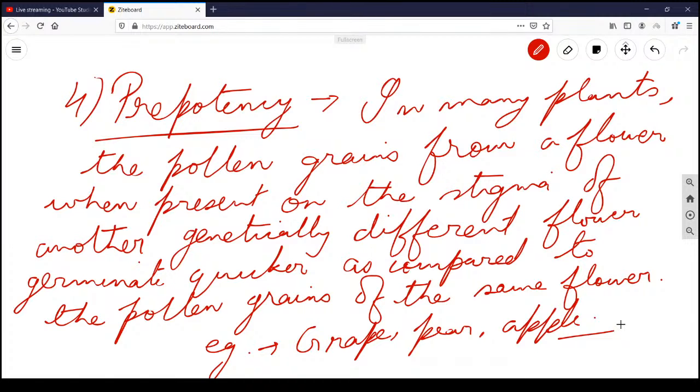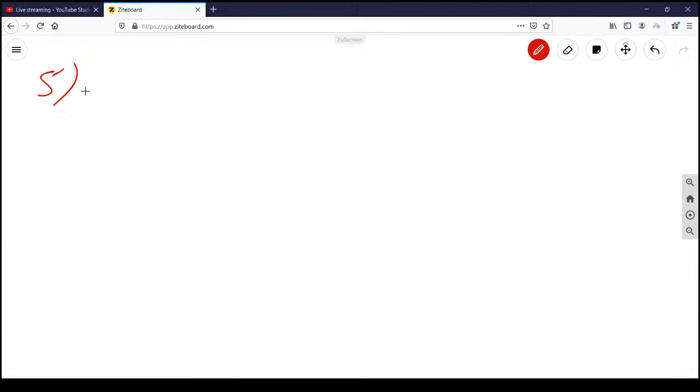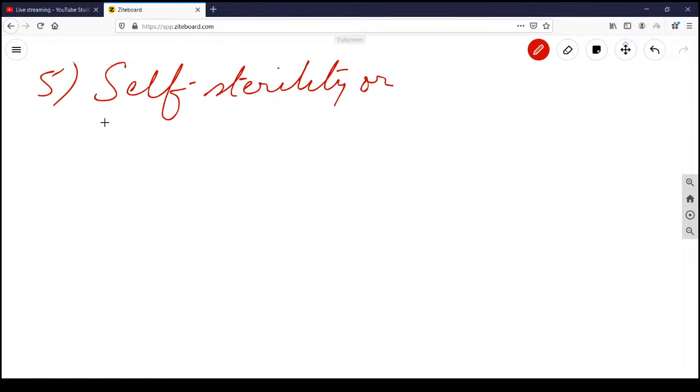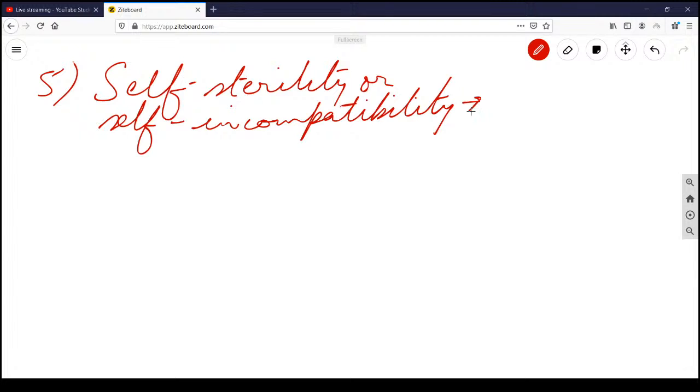Coming to the next point, known as self-sterility or self-incompatibility. The fifth point is self-sterility or self-incompatibility. Now what does this mean? Pollen grains of a flower sometimes become incapable of causing fertilization even if they are placed on the stigma of the same flower, due to mutual inhibition. They become completely dormant, you can say. They cannot cause effective fertilization.